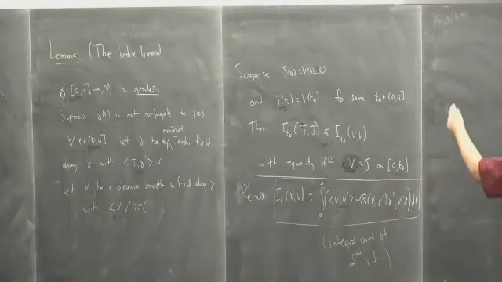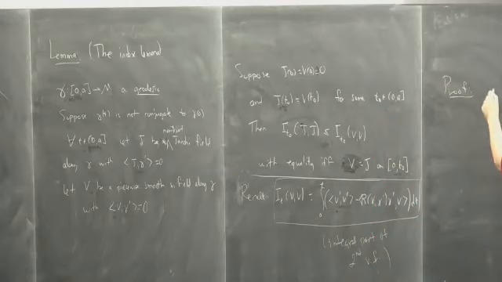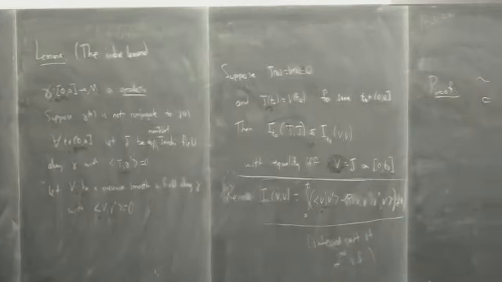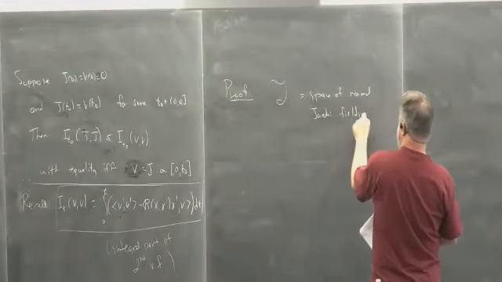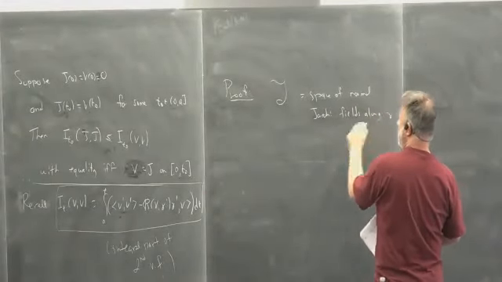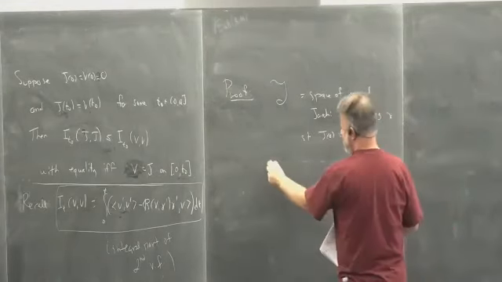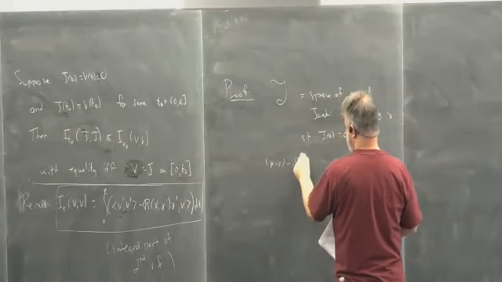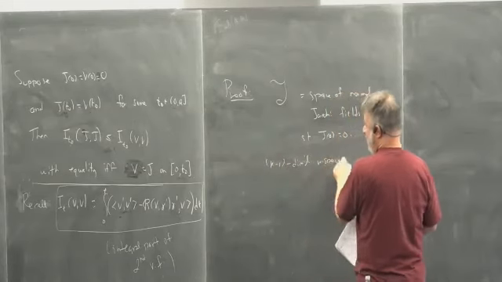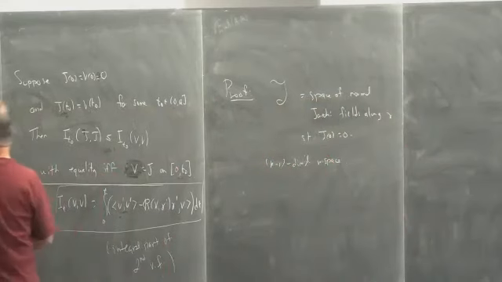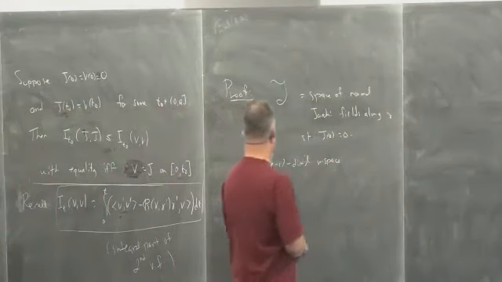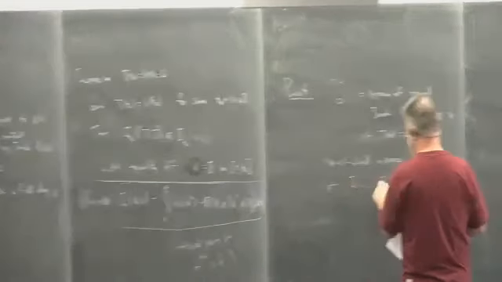Okay, so we started the proof last time. I'll remind you how far we got. We let script J be the space of normal Jacobi fields along gamma such that they vanish at the initial time. We know this is an n minus one dimensional vector space, where n is the dimension of the manifold. And let's let J1 up to J n minus one be a basis.